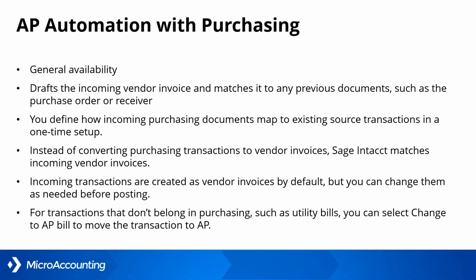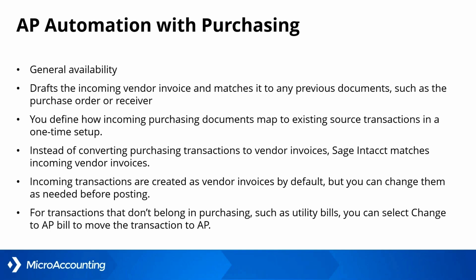So it is generally available after this release, so it's available to all users who are using the purchasing. It will save the incoming vendor invoice as a draft, so that you have the opportunity to review that and post that, and if there's any updates that you need to make to that before it gets posted, you can do that. And it'll match it to any previous documents in your workflow. So if you have a receiver or a purchase order, it's going to match that invoice to that prior document.